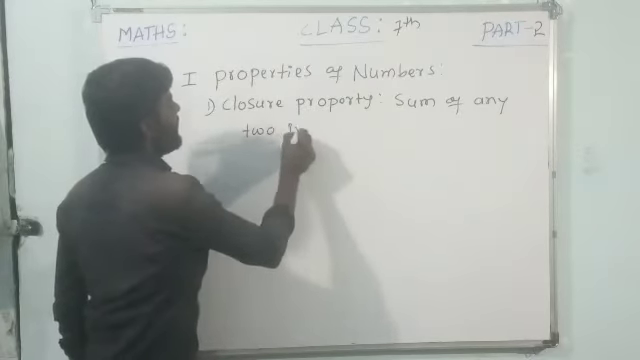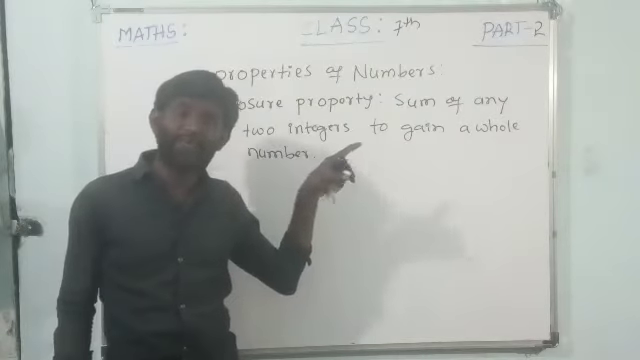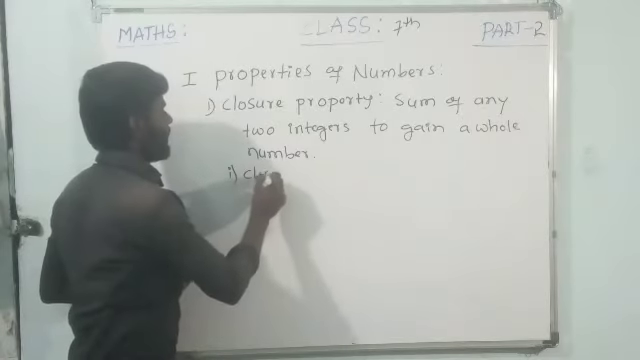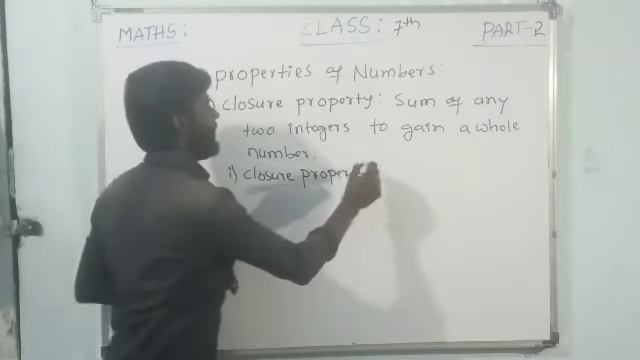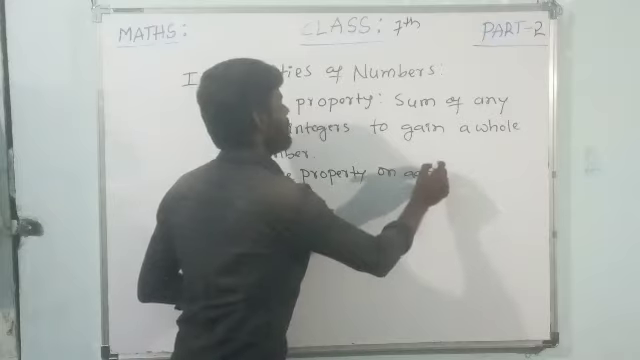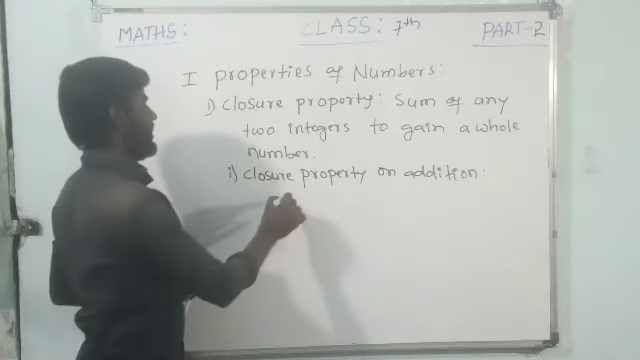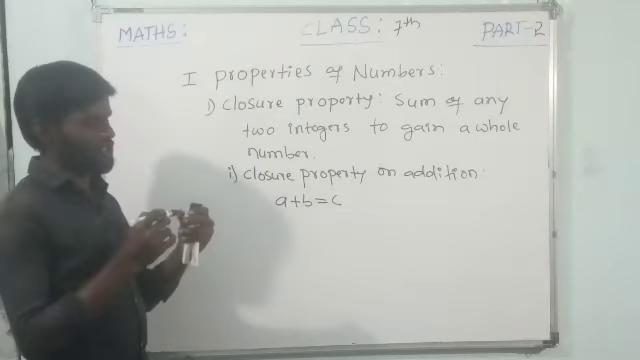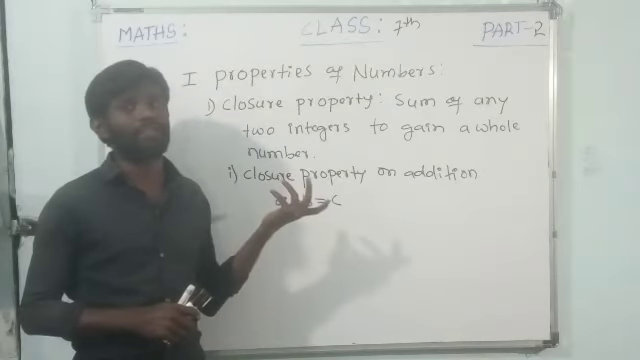Especially this closure property we classify into closure property on addition and closure property on subtraction. Under plus, closure property on addition. Mathematically, A plus B is equal to C. See that definition: sum of any two integers, it may be a positive integer or a negative integer.